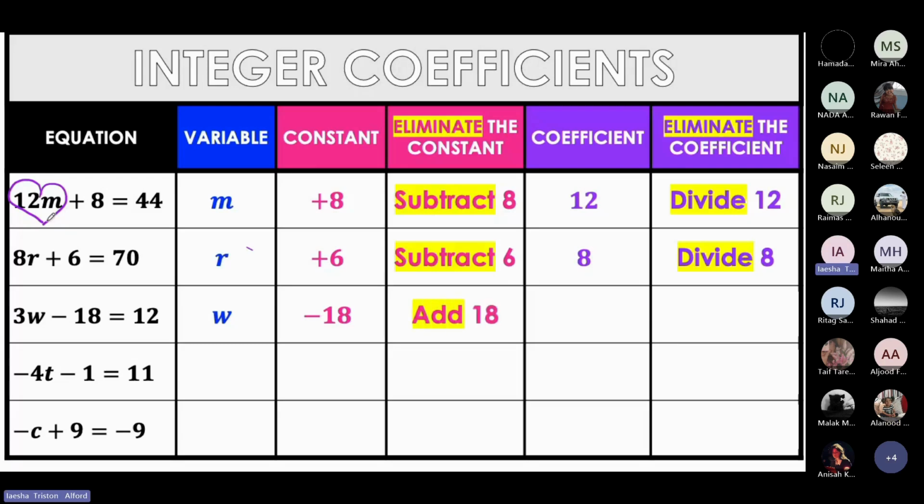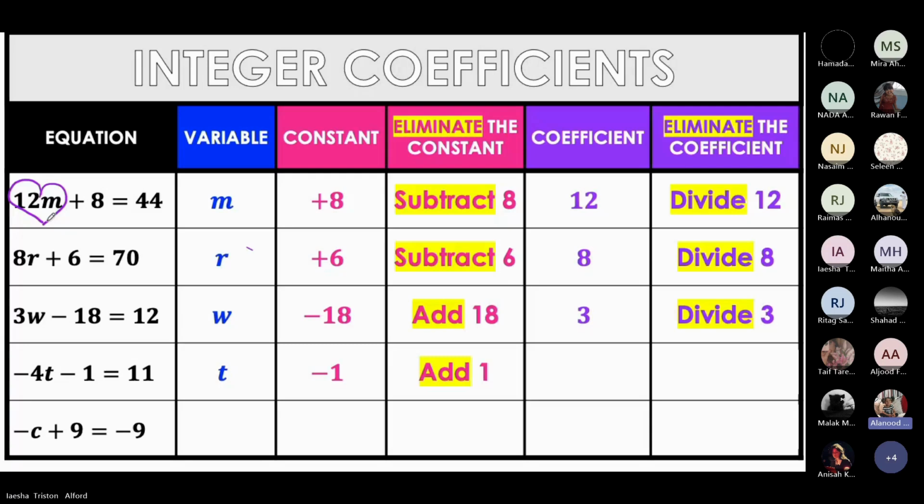Your coefficient. Positive 3. The coefficient, we want to make it what? Positive 1. How do you do it? Divide by positive 3. Next one, variable. T. Constant. Negative 1. We want the constant to be what? 0. How? Add 1.